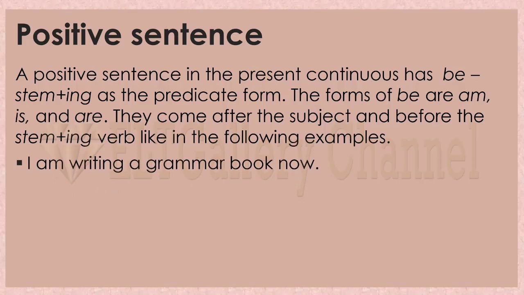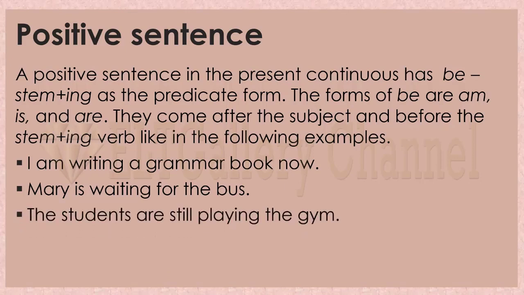I'm writing a grammar book. So this is a positive sentence. I'm writing a grammar book now. The process is still going on. Mary is waiting for the bus. So we have Mary and we have is, I and am. The students are still playing in the gym. Here you have are because we have students as a subject.